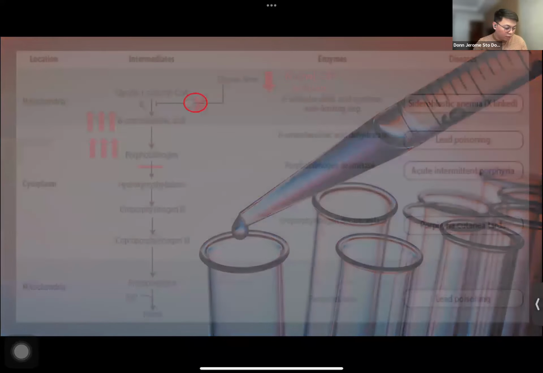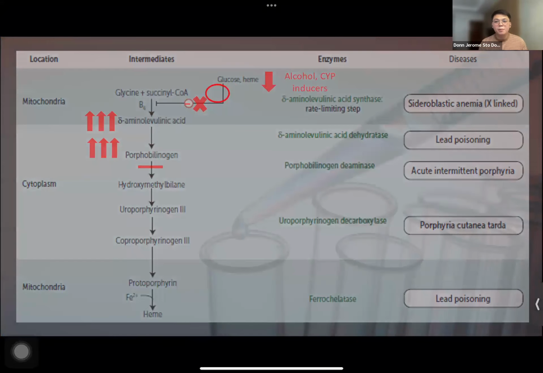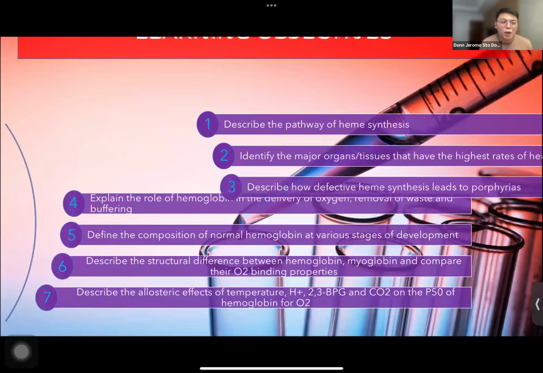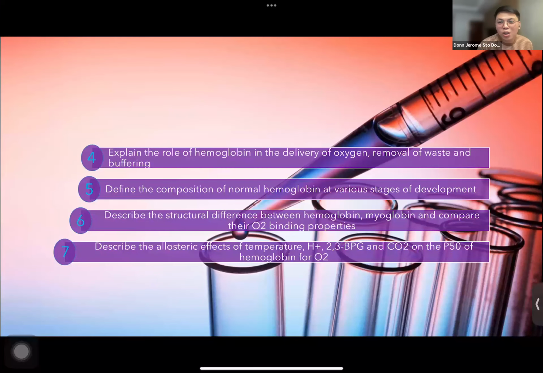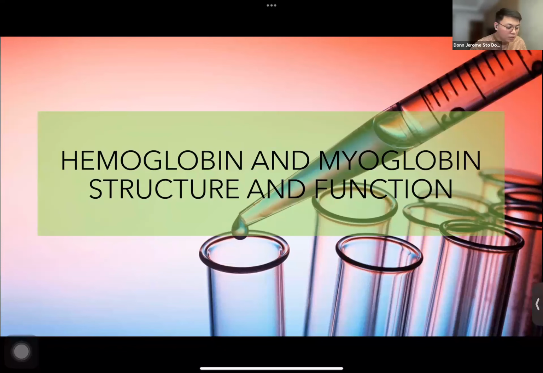Sabi nga natin, papunta pa lang po tayo sa exciting part. Guys, I really need your undivided attention in the next few slides kasi mas complex po siya. Medyo mas mahirap intindihin but we'll try to simplify it. So let's now discuss the structure and function of your hemoglobin and myoglobin.